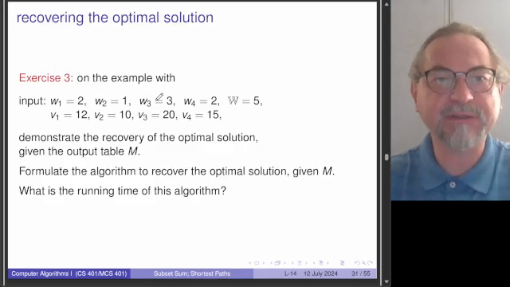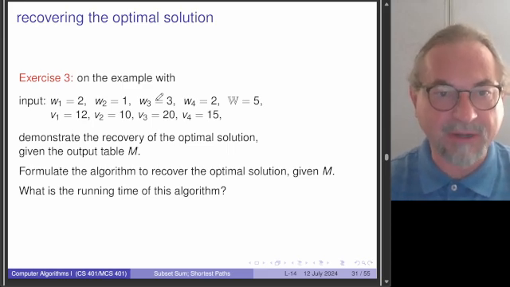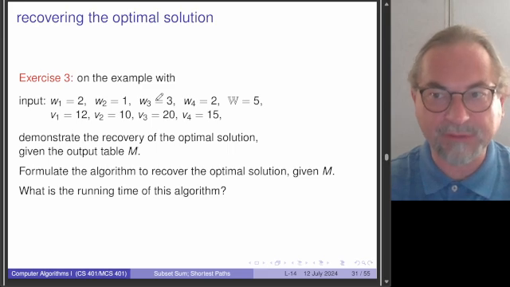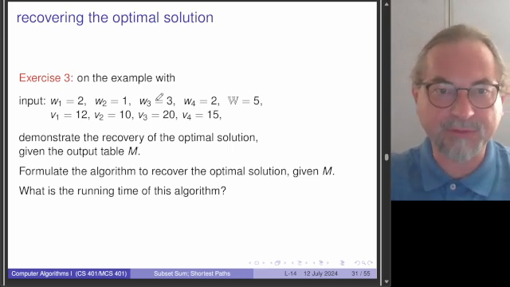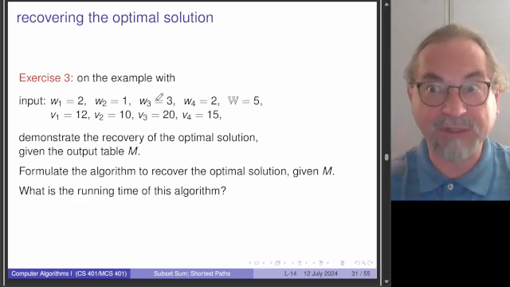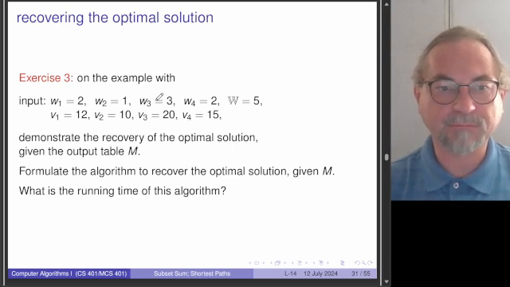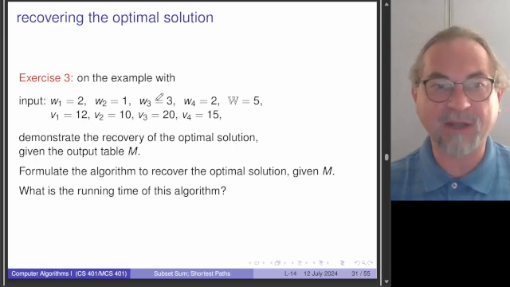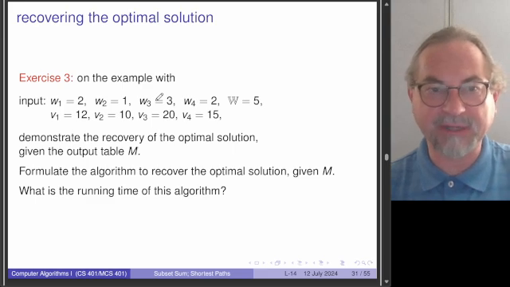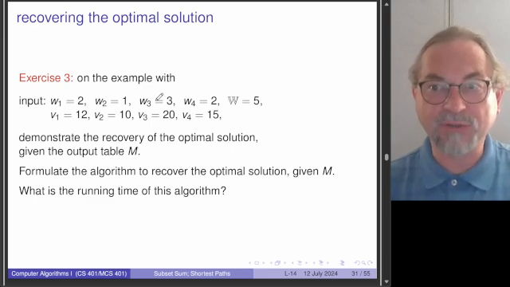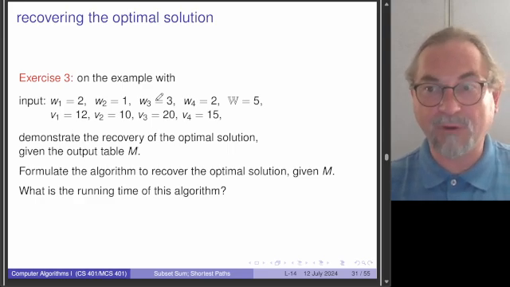So here is the exercise. If we look at this example again, and now the algorithm returned the top right value in this table, but if you have the entire table, can you trace the path that recovers an optimal selection? And also formulate that algorithm. So here is the point of this exercise and the first exercise as well. You first need to make sure that you understand on the example how to recover the optimal solution, and then you have to formulate it in general.